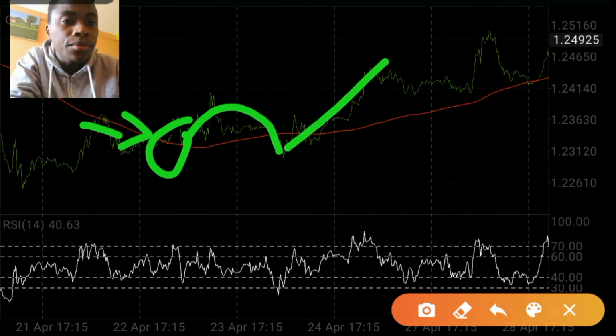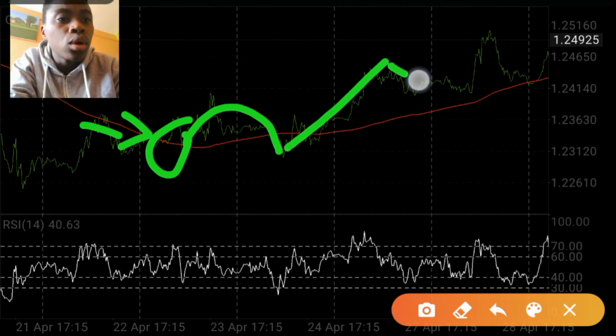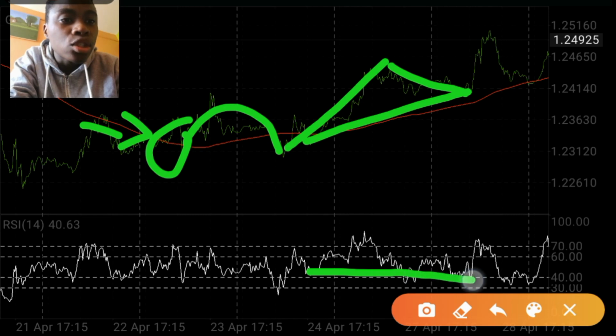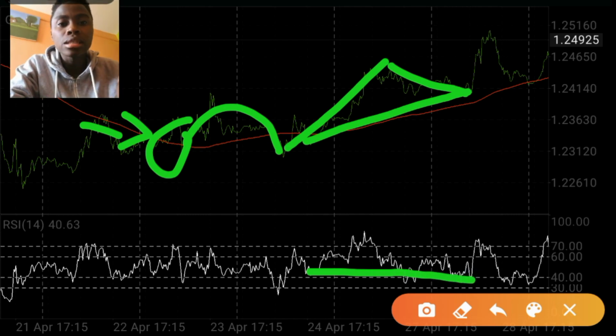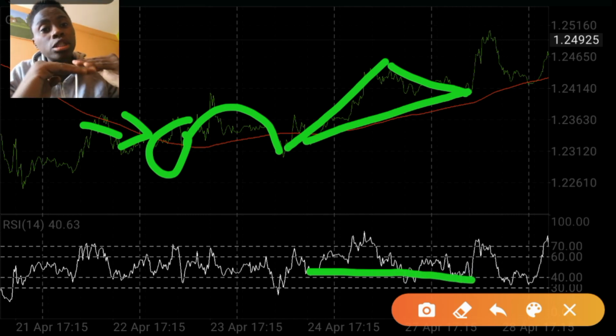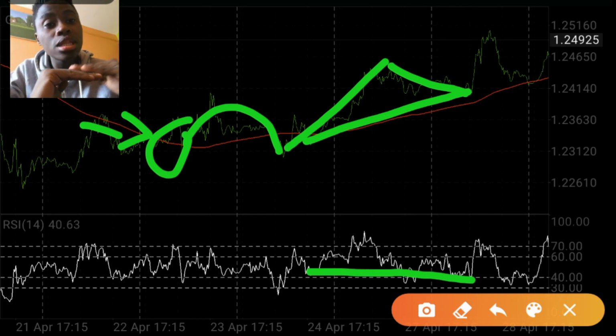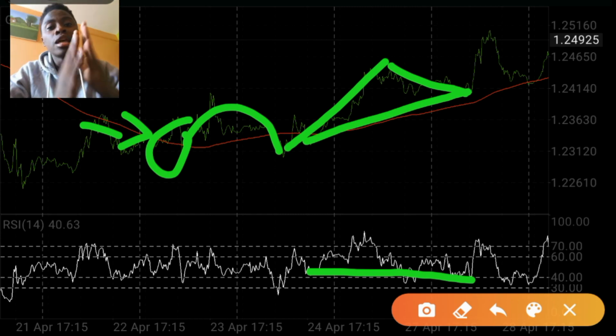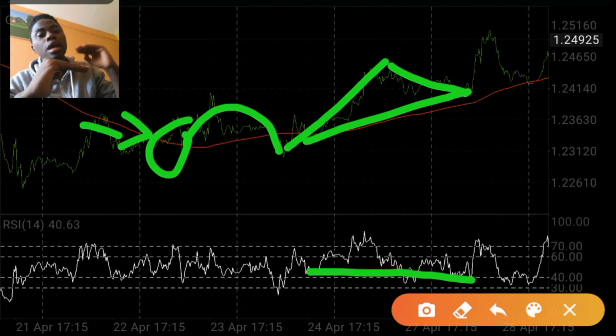Then it pulled back to this zone, forming a hidden divergence right here. What does the hidden divergence show? The hidden divergence shows continuation of the uptrend. So this is a bullish hidden divergence. This is showing the continuation of the uptrend.